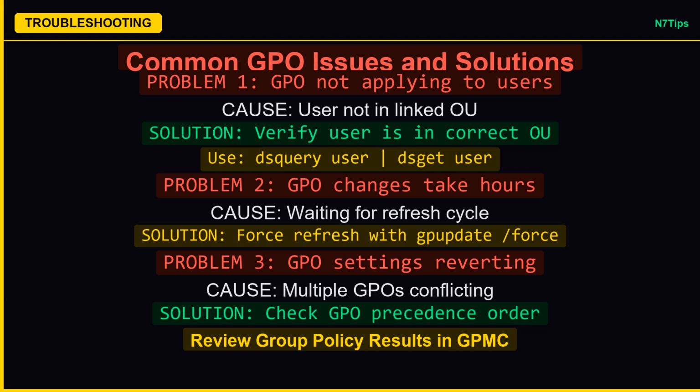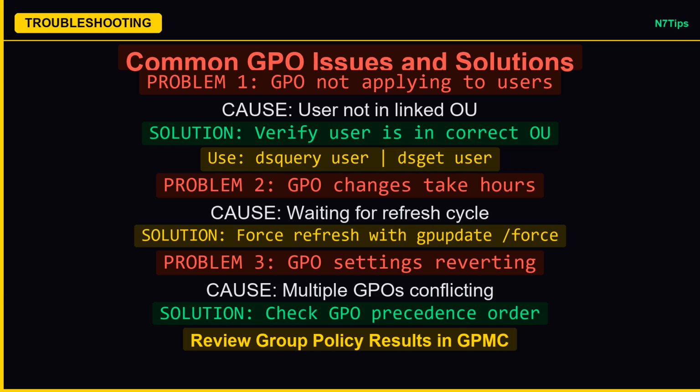Let's cover the three most common GPO problems you'll encounter in the field. First, GPOs not applying. This usually happens because the client hasn't refreshed policies yet. The fastest fix is to run the update command on the client computer. You can also check in Group Policy Management to verify the GPO is actually linked to the correct organizational unit. Second, you'll sometimes have conflicting policies. Remember LSDOU order. Organizational unit policies always win over domain policies. If you need a domain policy to be absolutely mandatory, mark it as enforced.